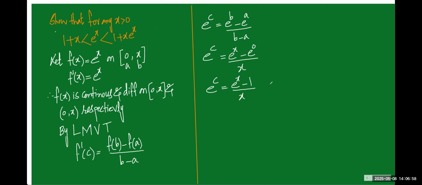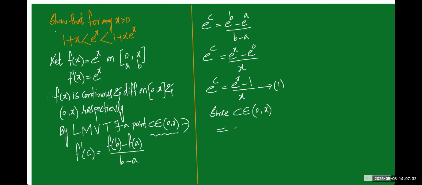Let me call this equation number 1. By Lagrange's mean value theorem, there exists a point c belongs to a comma b such that the condition is satisfied. Now we use this statement. Since c belongs to a comma b means 0 comma x. What do you mean by this? C belongs to 0 comma x means the value of c should lie between 0 and x. Correct?